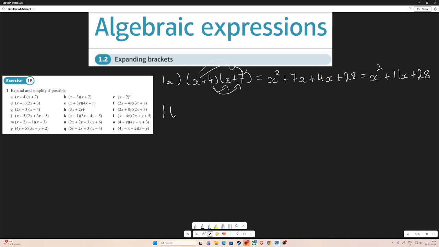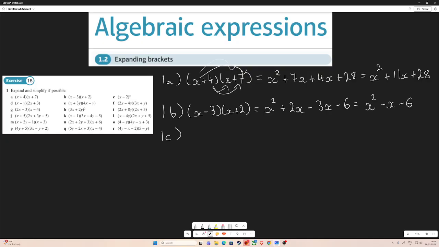1b, x minus 3 times x plus 2. Again, we'll do x times x, which is x squared, x times 2, so that's plus 2x, minus 3 times x, so that's minus 3x, and minus 3 times 2, minus 6. Let's simplify, so x squared minus x minus 6.